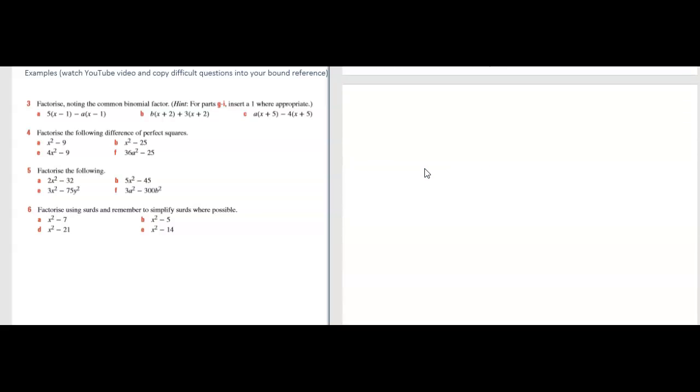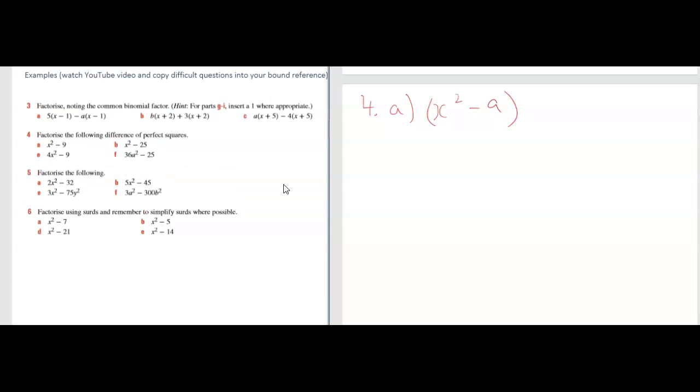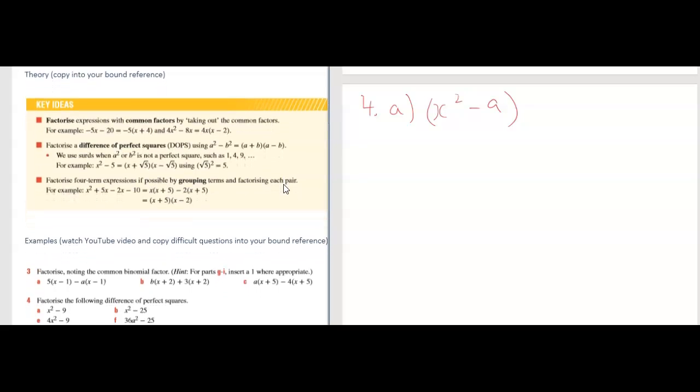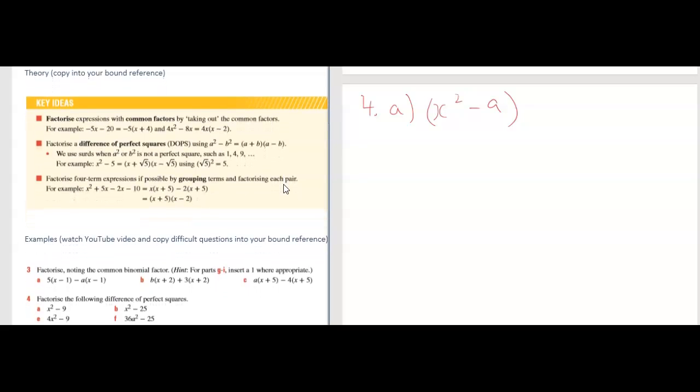I'll go on another page. Now we're going to be factorising using the difference of perfect squares. So we've got x squared minus 9. If we scroll up, you can just see here, we're factorising using the difference of perfect squares.